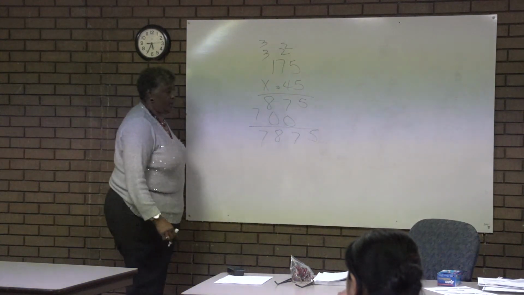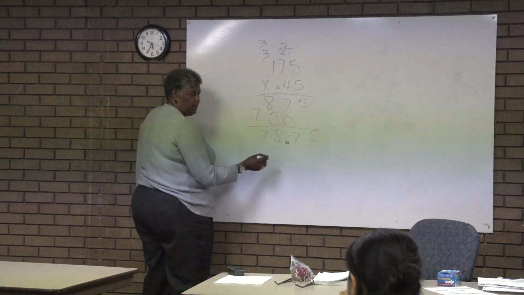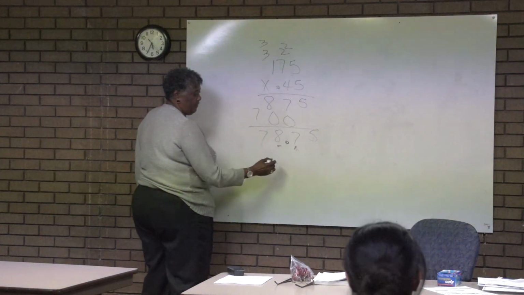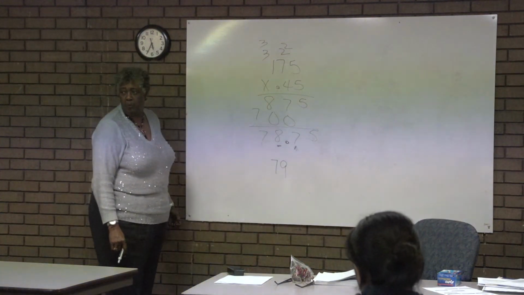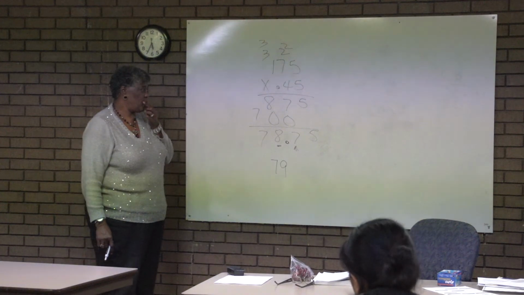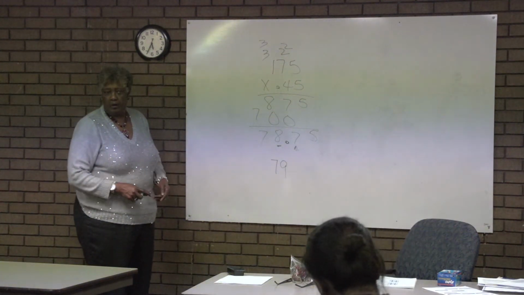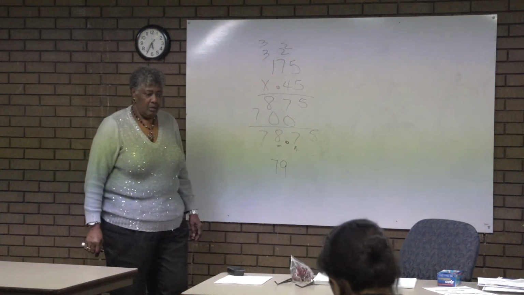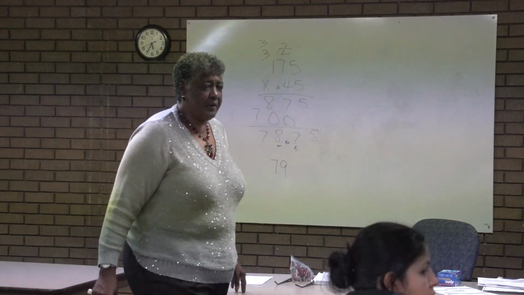Got it? 2 places there, 2 places there. I want to round off to here, so I look at here. It's more than 5, so that goes up 1. Did you see where you made your mistake?